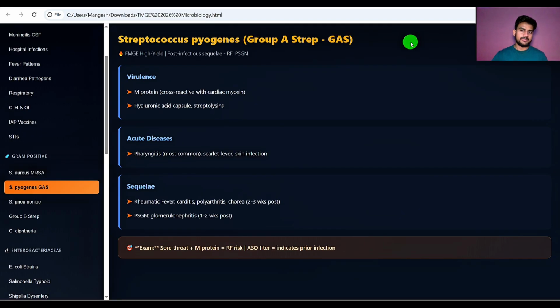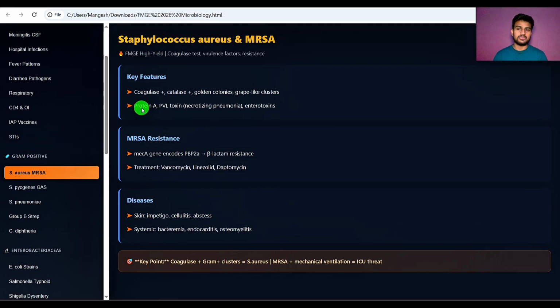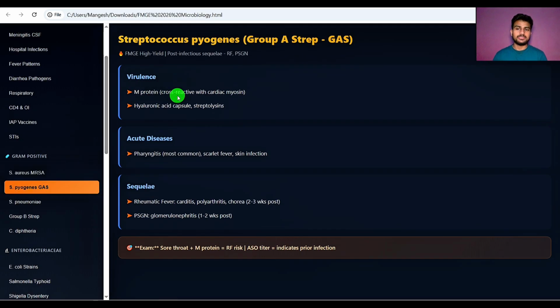So the next thing is about Streptococcus pyogenes. It is a group A Streptococcus, also known as GAS. We discussed group B Streptococcus, that is GBS, in hospital acquired pneumonia. Now we are going to discuss GAS. The virulence factors are M protein. As we discussed in Staph aureus, the virulence factor was protein A, but here it is M protein. That is the protein that cross-reacts with myocardial cells or cardiac myosin. So that's why it is important from an exam point of view. Then there is also the hyaluronic acid capsule, which is one of the virulence factors, and there is also streptolysin. So you have to remember these virulence factors.